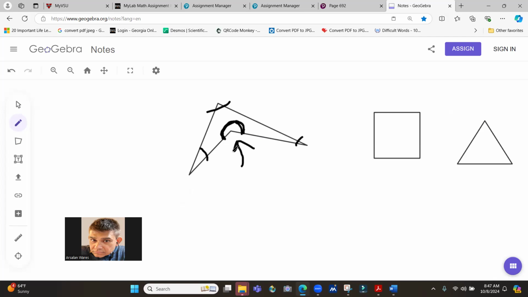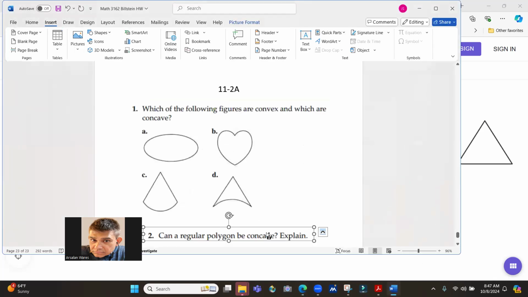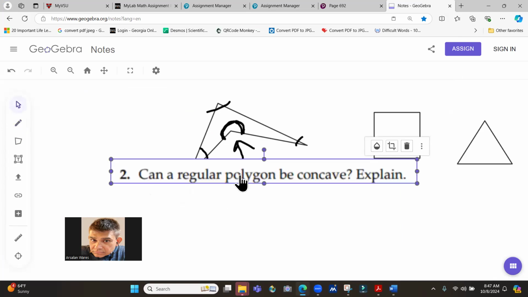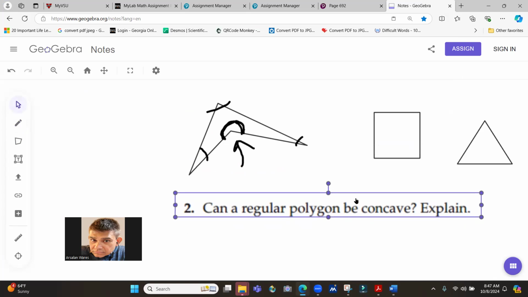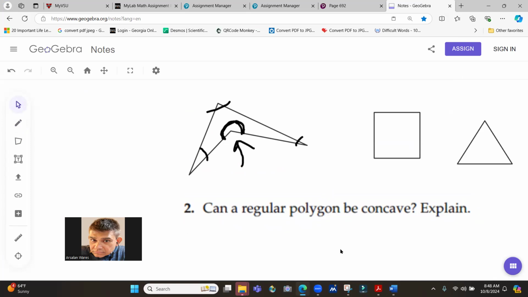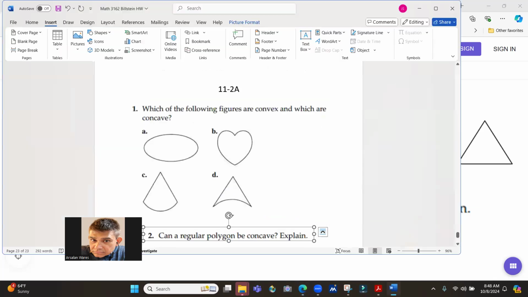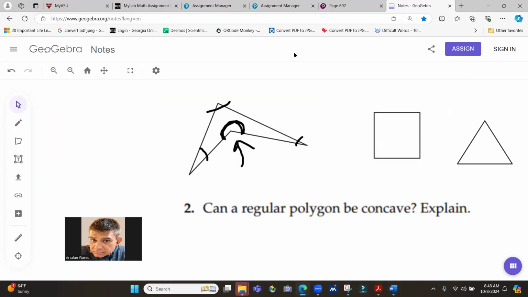So that's my explanation to number two. Okay? And here is your problem number two. That's my explanation. I will just ask you if this is true or false. I'm not going to ask you to explain it, but you should know that a regular polygon can never be concave. It will always be convex. I'm just going to pause for a few seconds, okay? Okay, let's see what three is like.